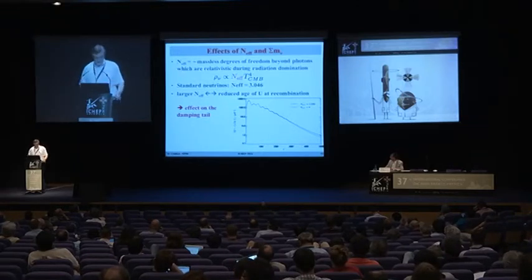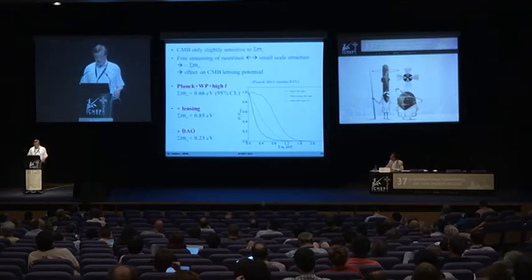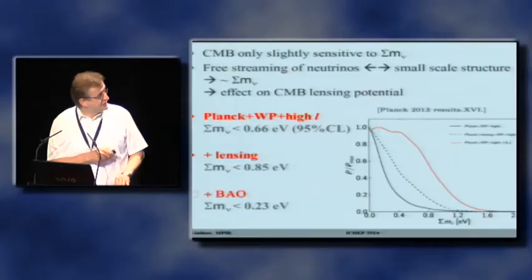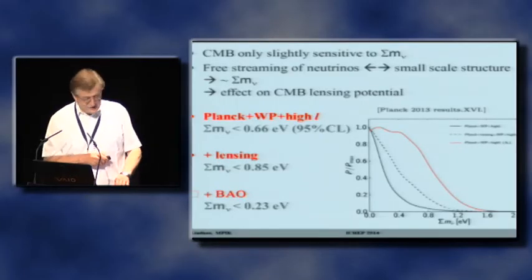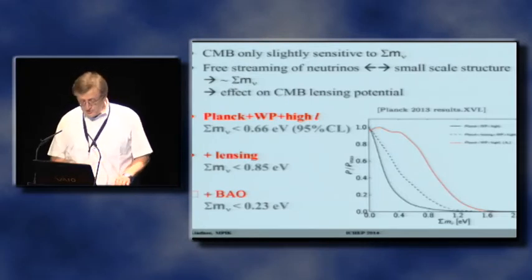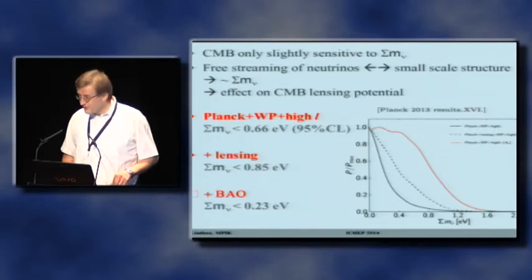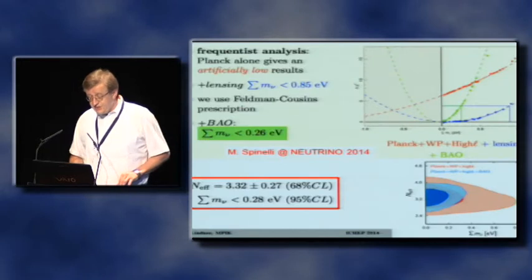Then, if you combine data, and because of time I have to be short now, you can combine different things, that's what you also see out there. You can combine Planck and WMAP and high L data and get this kind of limit. You can add lensing, or you can also add baryon acoustic oscillations. Depending on what you add, you get different bounds, and they're all in the ballpark of 0.2 to 0.6 or so electron volt. And it shows that it also depends on what you trust and what you distrust in this kind of exercise.